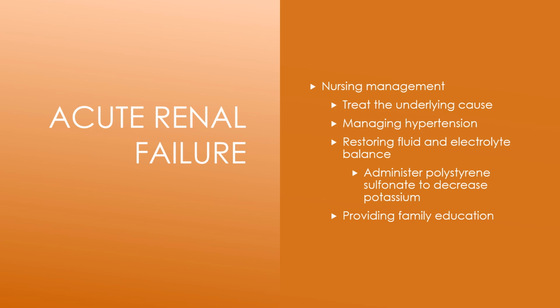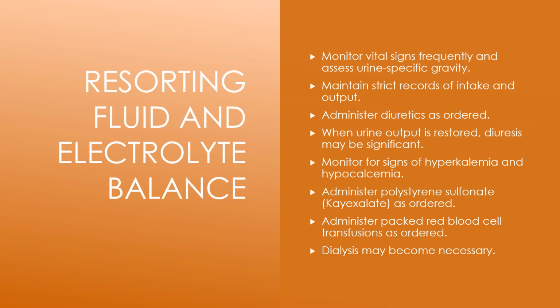We're going to restore fluid and electrolyte imbalance. So how is that done? We're going to monitor vital signs frequently. We're going to assess that urine-specific gravity. We're going to maintain strict records of intake and output. We're going to administer diuretics as ordered. When that urine is restored, you're going to see a significant diuresis that will occur.